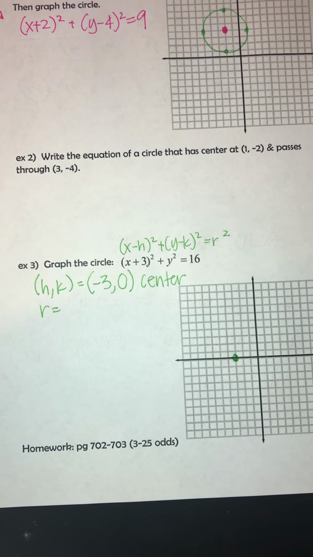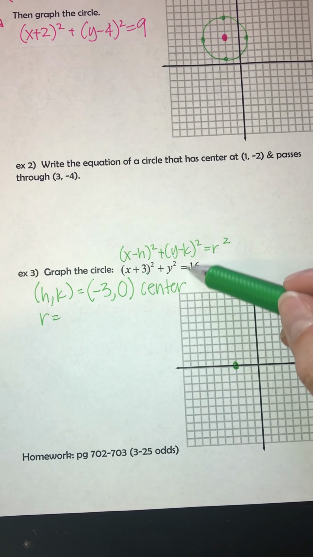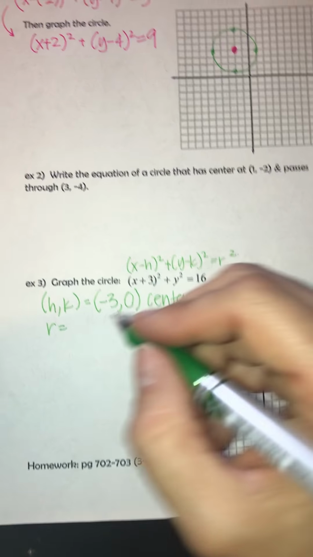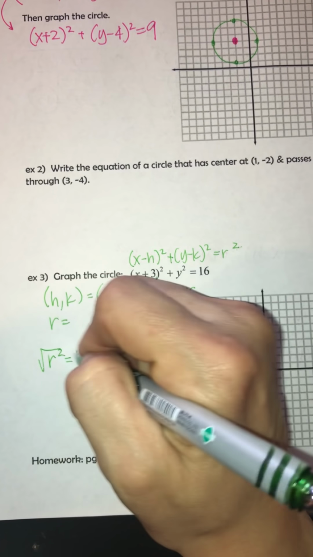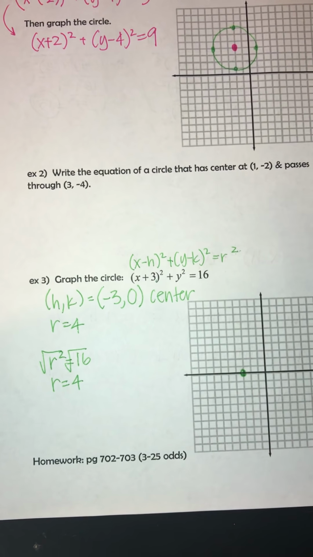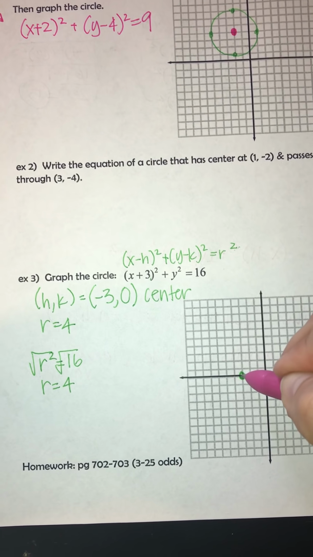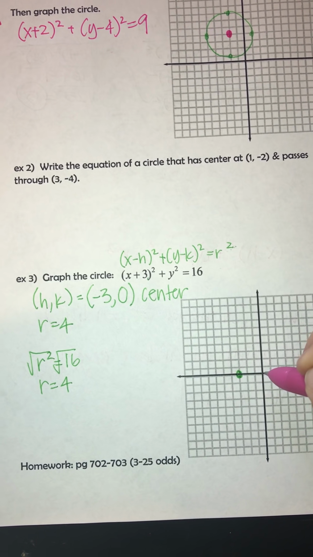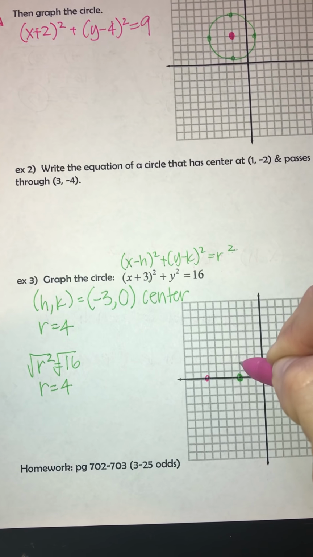Negative 3, 0. Then my R is always squared. So whatever this is, my R is always going to be basically the square root of this. So it's basically saying R squared is 16. So that means R has to be the square root of 16, which is 4. So that means in every direction this time, I'm going to go out 4. So here's my center, going out 4 every direction that I can go. 1, 2, 3, 4. 1, 2, 3, 4.